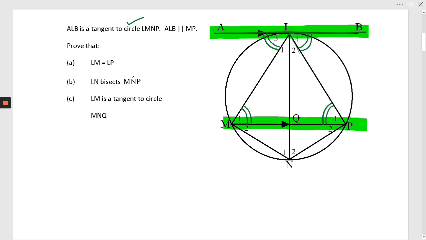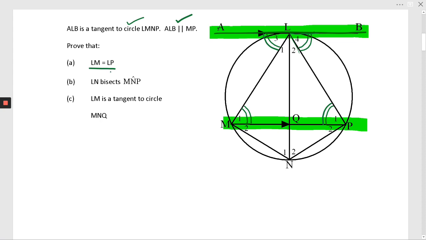And so they're all equal to each other because of tan chord and because of alternate angles. Okay, I'm not seeing anything else that's interesting coming from those two bits of information. Let's see if I can answer the questions based on what is already marked out on the diagram. So I need to prove that LM equals LP.